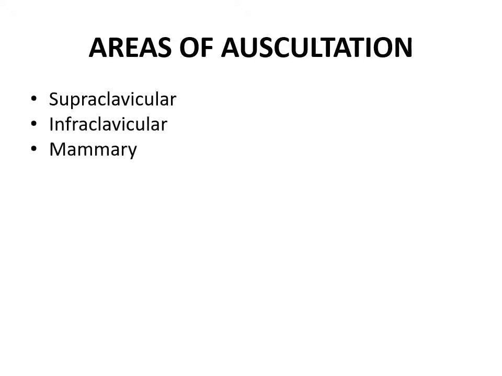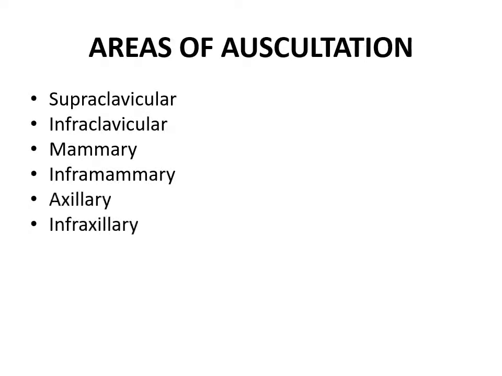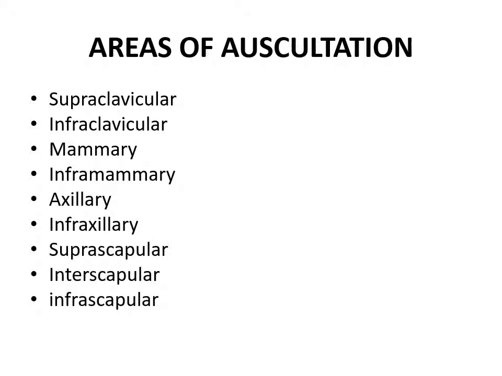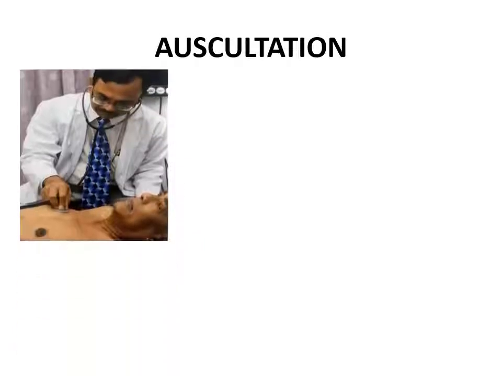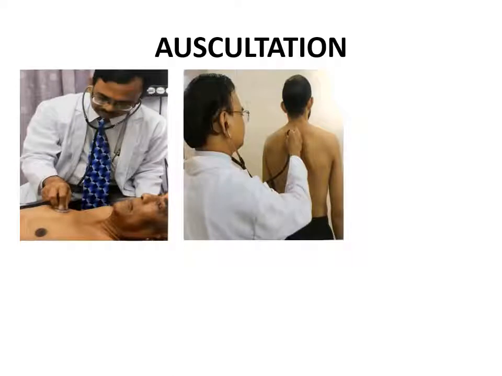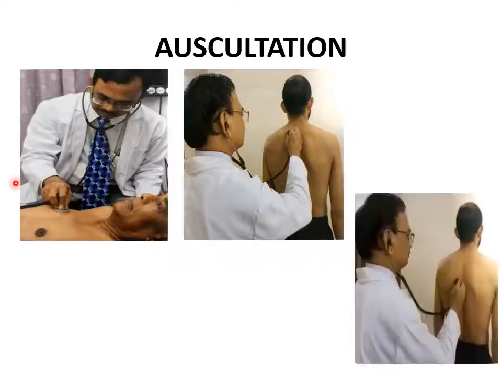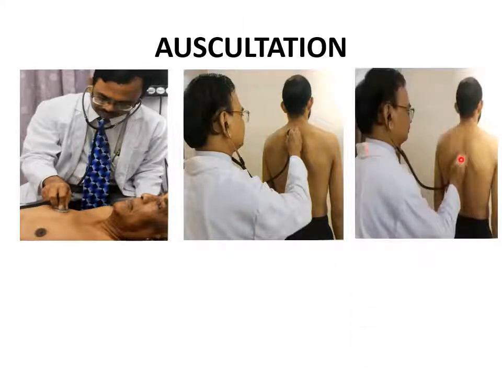Okay. Now, which are the areas where we will auscultate? Okay, for the breath sounds, those are supraclavicular, infraclavicular, mammary, inframammary, axillary, infra-axillary, suprascapular, interscapular and infrascapular. I have shown all these areas in the next pictures. Let's see. So this is the mammary area. The doctor is auscultating. This is the suprascapular area. Okay. Then this is the interscapular area.